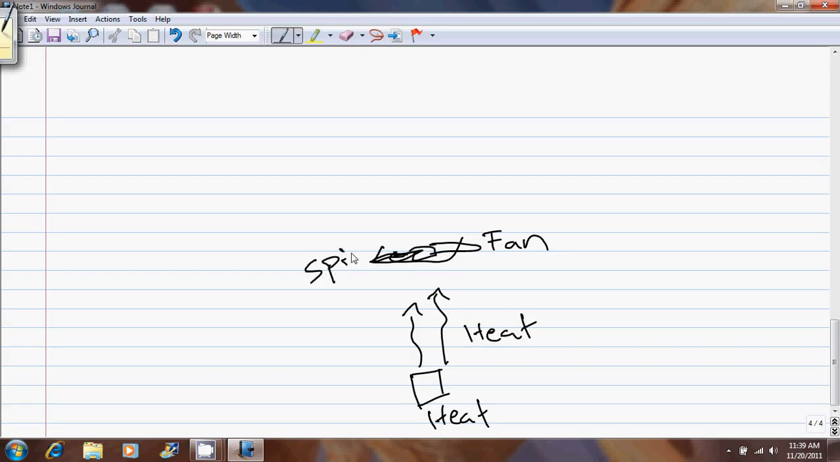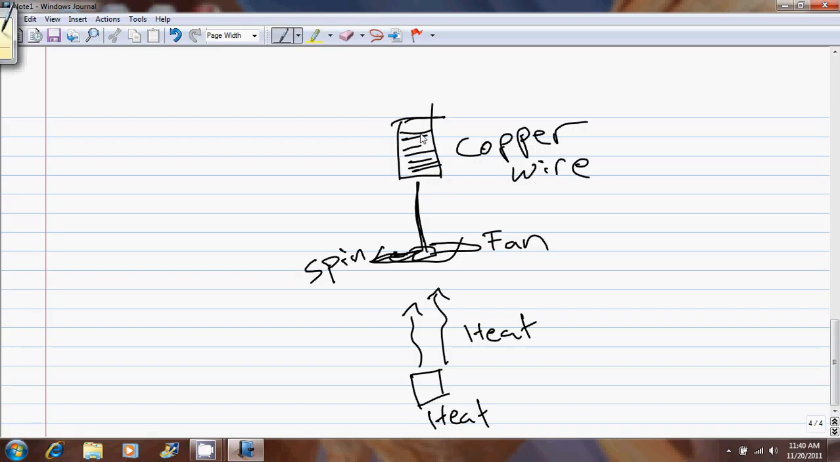And as it spins, what you could do, theoretically, is put a generator on top of it. All a generator is, you can take some copper wire, and as it spins inside, you're going to have a magnet. So inside there you'd have a magnet, and as it spins, this generates electricity. The magnets and the copper wire react with each other, causing electricity, and you can either use it or even store it.